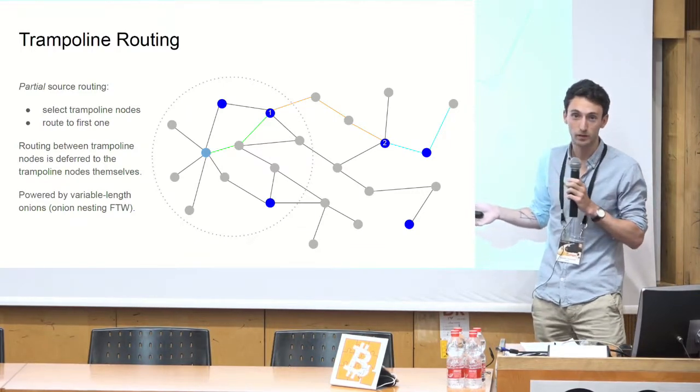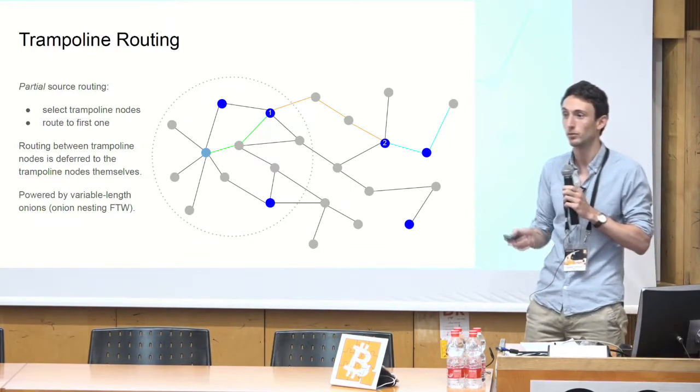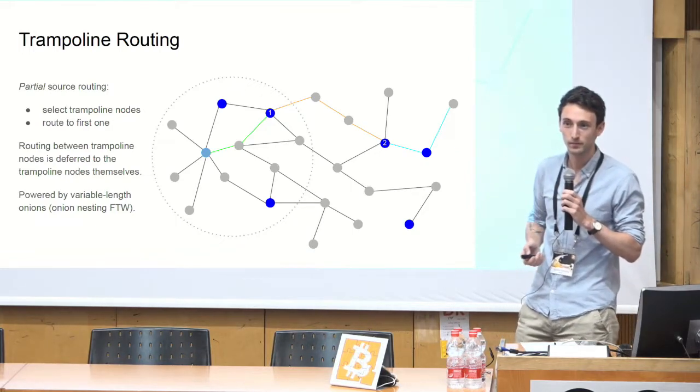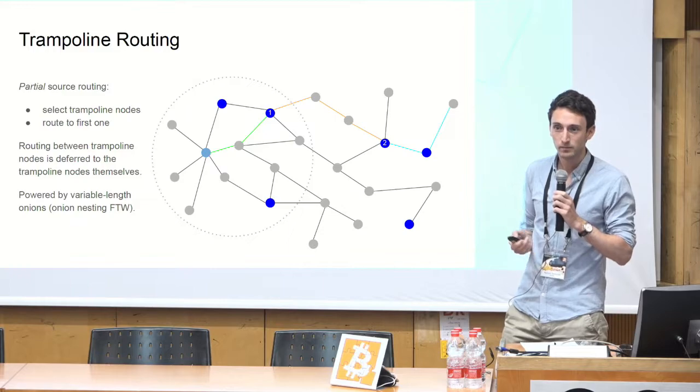So this looks simple enough. Why not deploy it? Oh, already a few questions, yeah? Why would she want to route through two trampoline nodes and not just one?